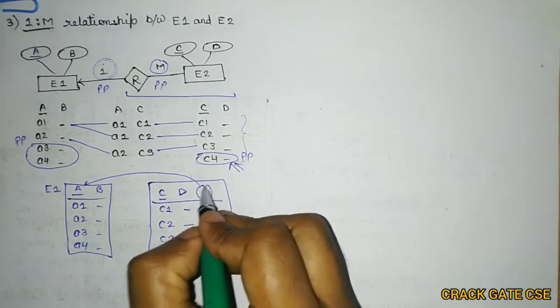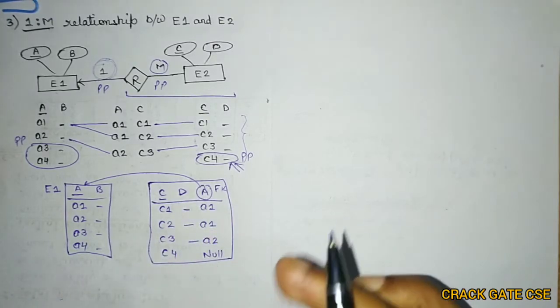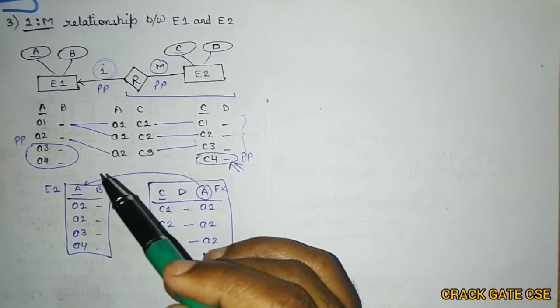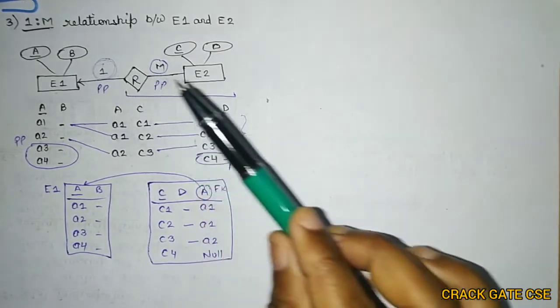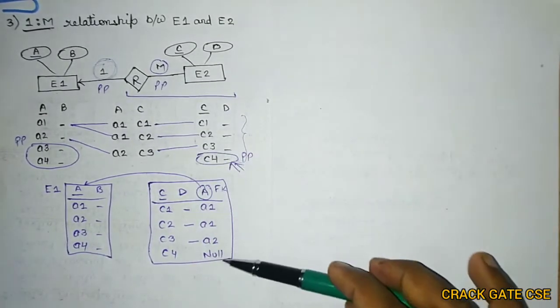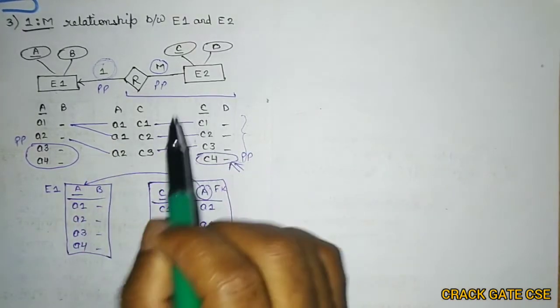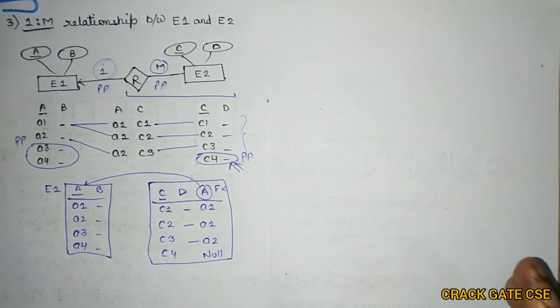So this A is a foreign key and it is allowed to be null if there is a partial dependency between E1 and R. Sorry, between E2 and R. So if between E2 and R there is a partial dependency, then it is allowed to be null. But if it is total participation, it is not allowed to be null. We will see in the next video, right? No, then also I think it will be allowed, but there will be no such case. We'll see in the example.